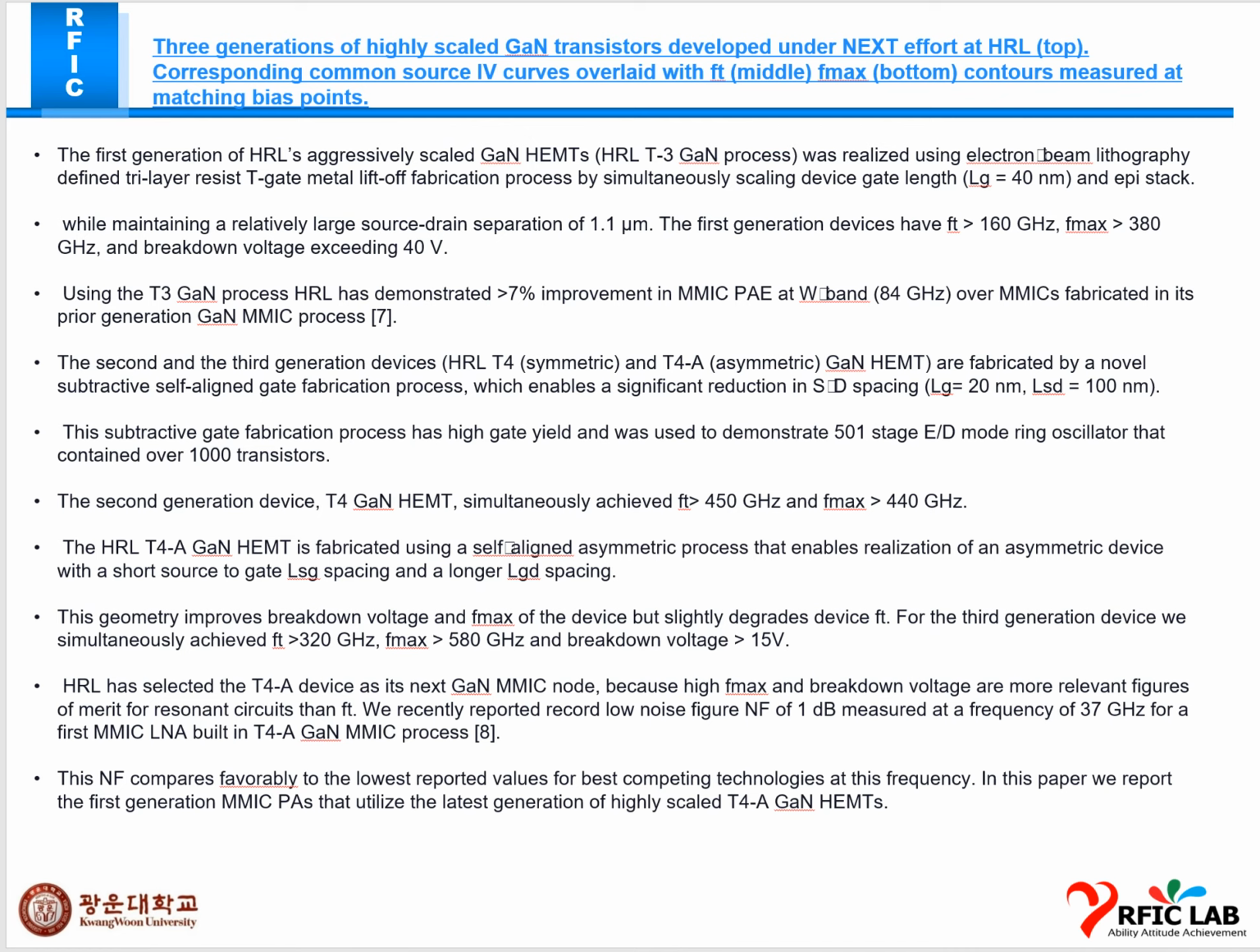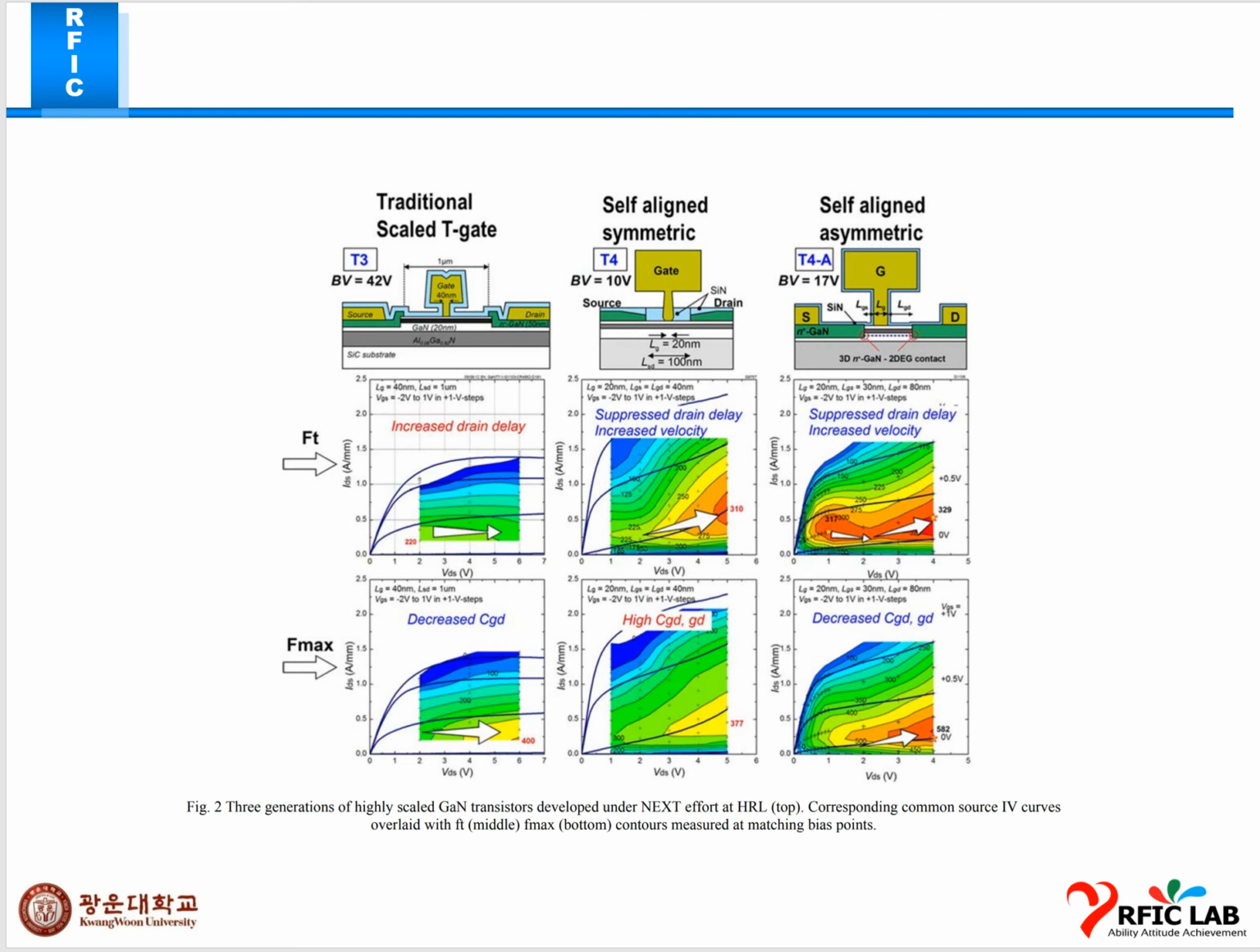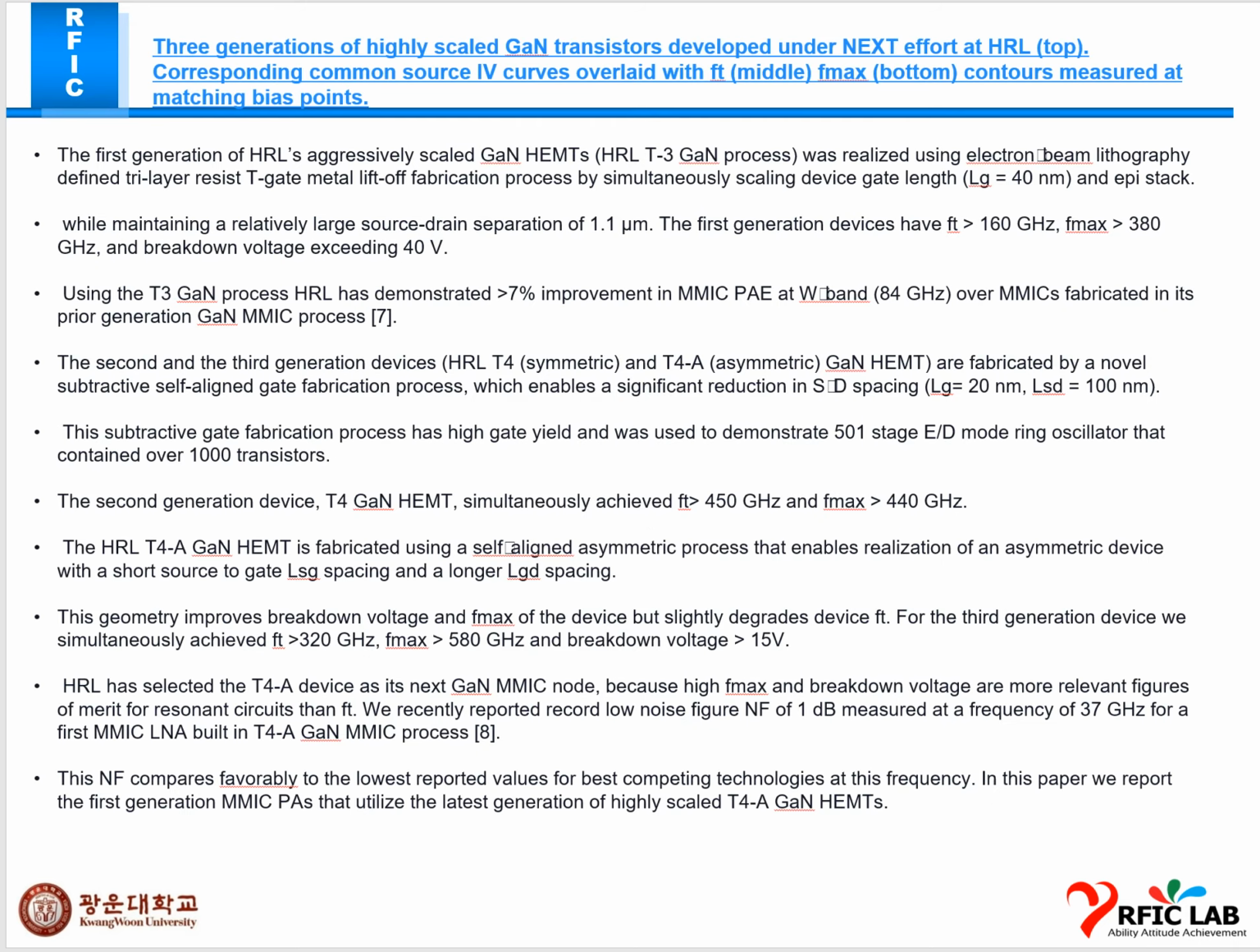and the second and third generation devices are T symmetric and T asymmetric. The middle one and the last right one use a subtractive self-aligned gate fabrication process that enables a significant reduction in spacing. LG value is 20 nm and LSD is 100 nm. This subtractive fabrication process was used to demonstrate a 105 stage E/D mode ring oscillator containing over 1000 transistors. And the second generation device is the T4 GaN HEMT, which simultaneously achieved 450 gigahertz.